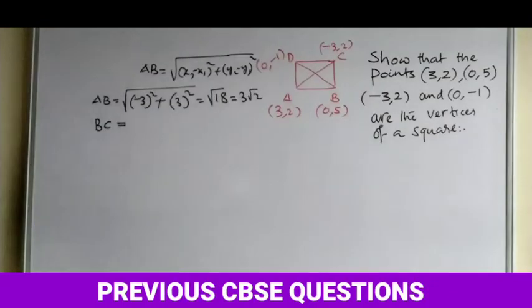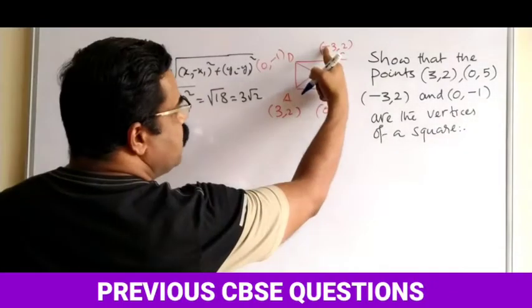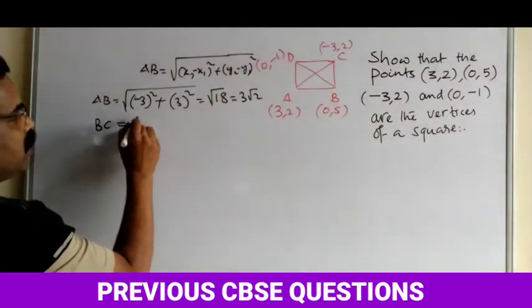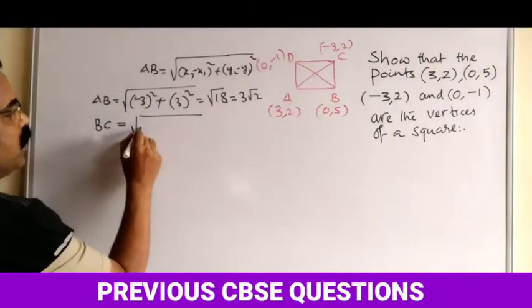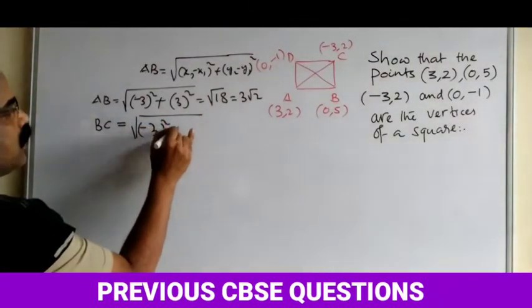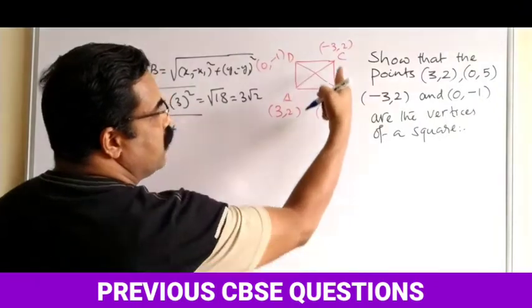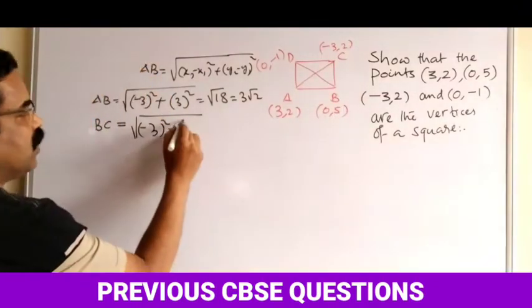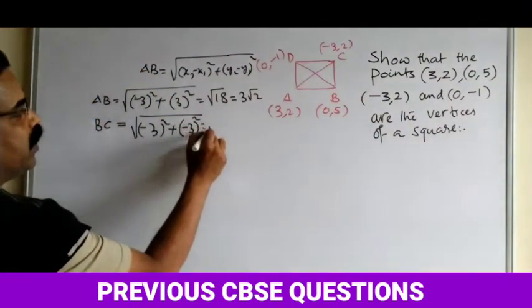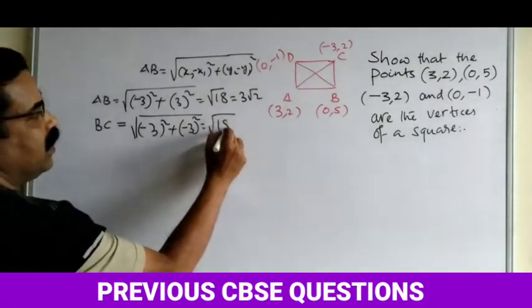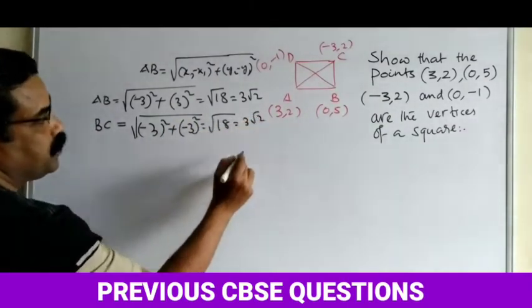Let us find out what is BC now. BC is equal to under root (x2 minus x1) all square, that is minus 3 minus 0, minus 3 all square, plus (y2 minus y1) all square, 2 minus 5, minus 3 all square. So again we got 9 plus 9, 18, again 3 root 2.